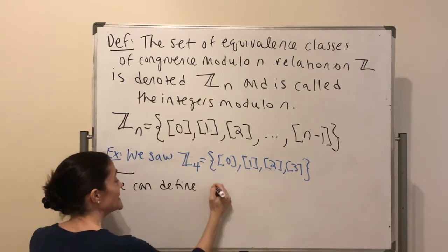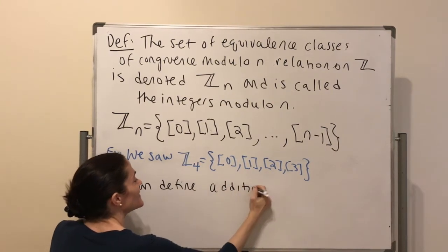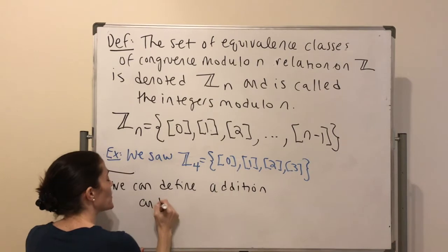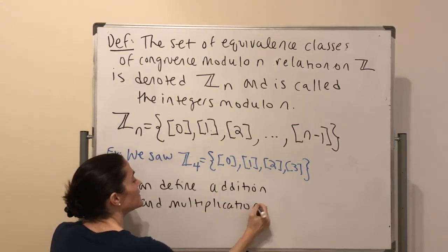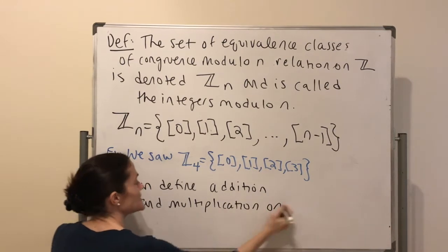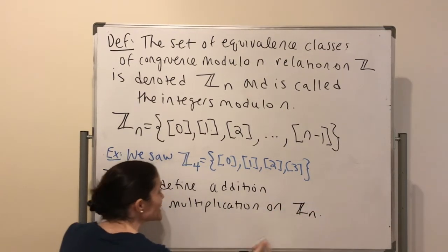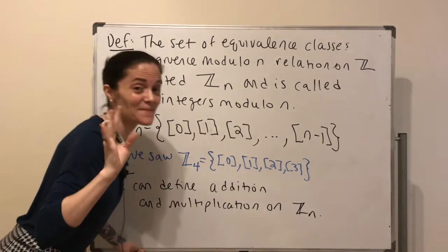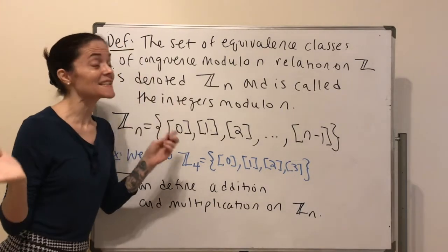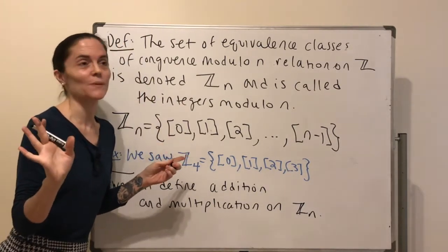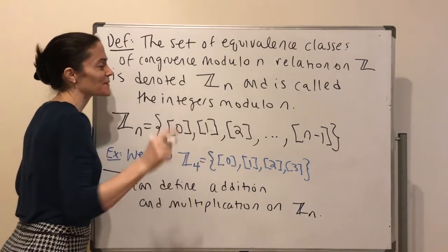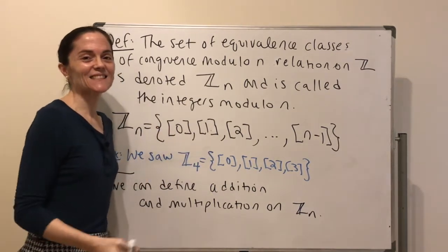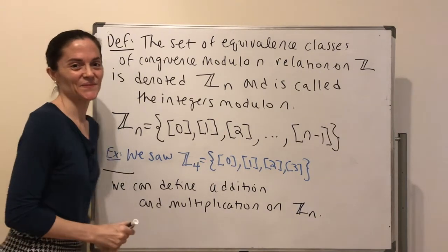Now, we can define addition and multiplication on Zn. These are on classes. We can define addition and multiplication. Well, we have addition and multiplication on integers, this we know, and we can define addition and multiplication on these classes. Let's discuss this now.